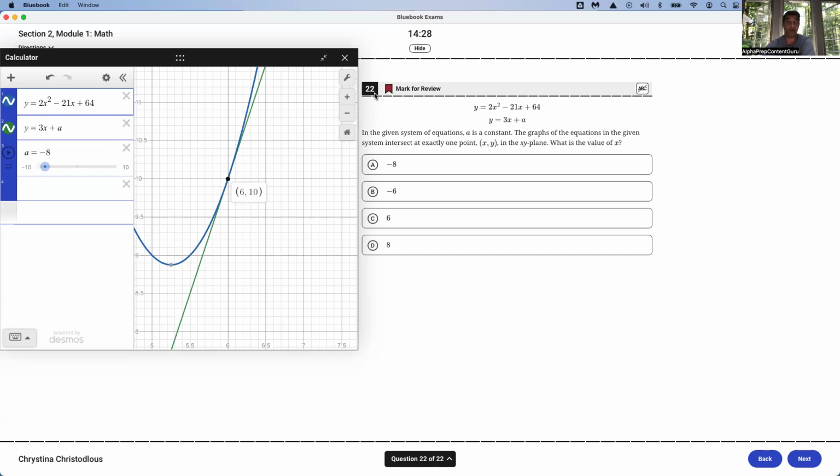Now it's the number 22 out of 22. So -8 here is a trap, a big trap. They are not looking for the value of A, which is -8. So I'm crossing this out. They're instead looking for the value of X, where they cross at that 1 point. So the answer is actually 6.